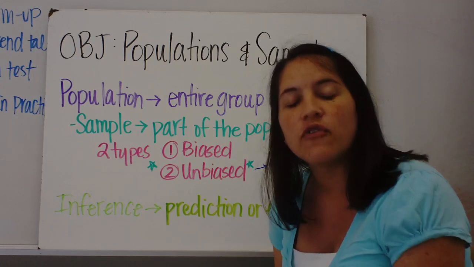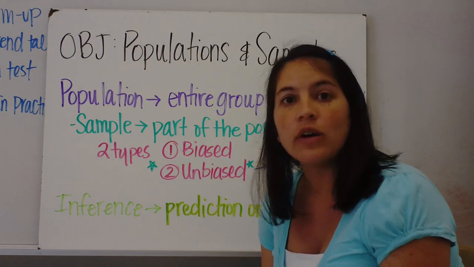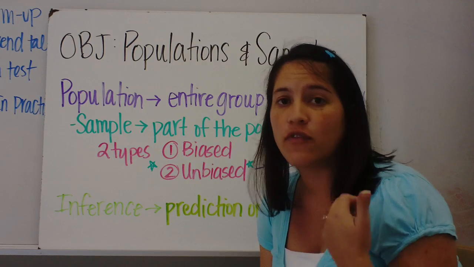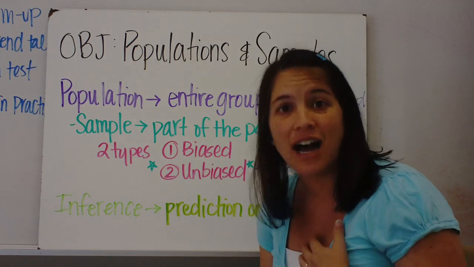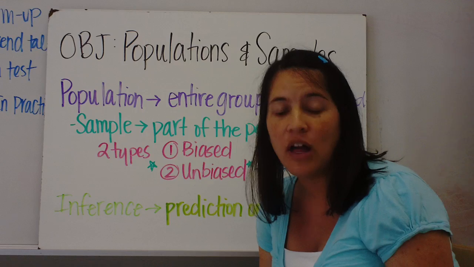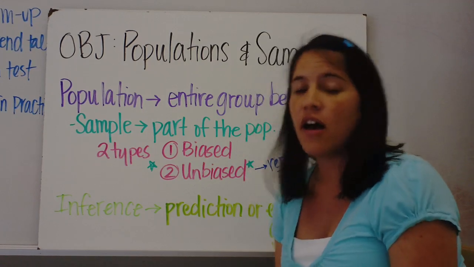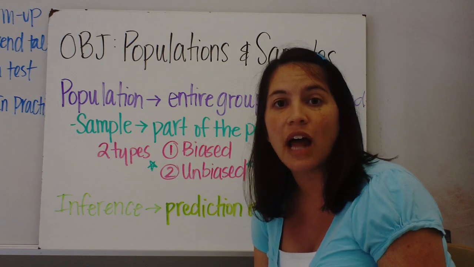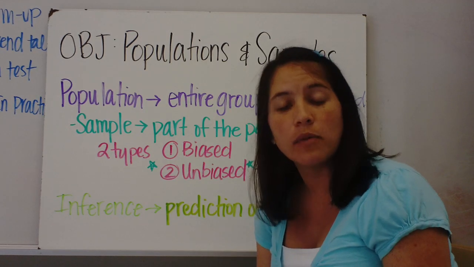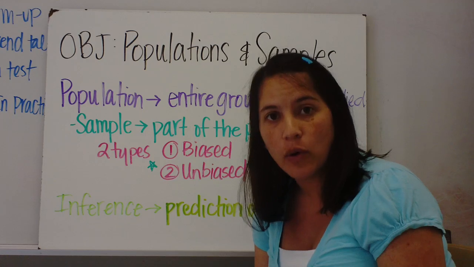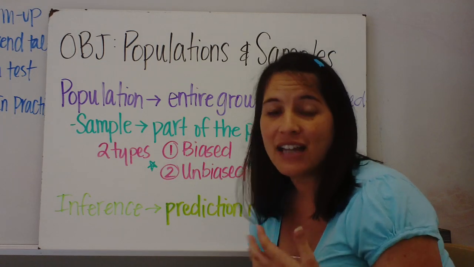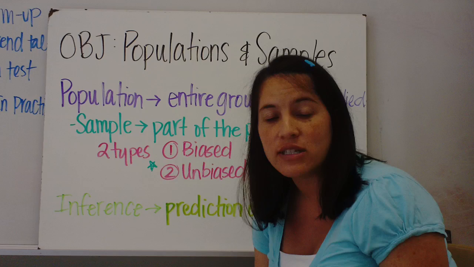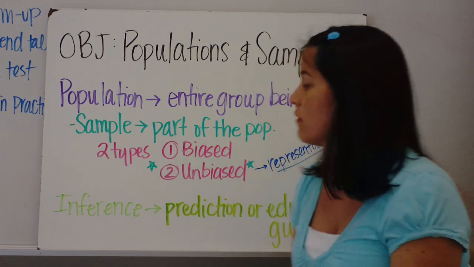For example, if the population was our school, would I just survey the football team? No, that is not a representative sample of our school. That would be a biased sample. If I wanted to survey our school, would I just survey kids getting out of carpool? No, because that is not a representative sample of our school.